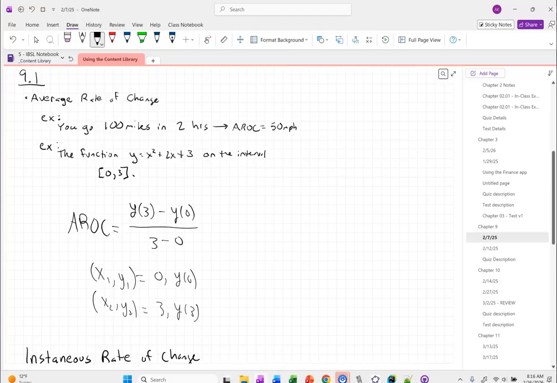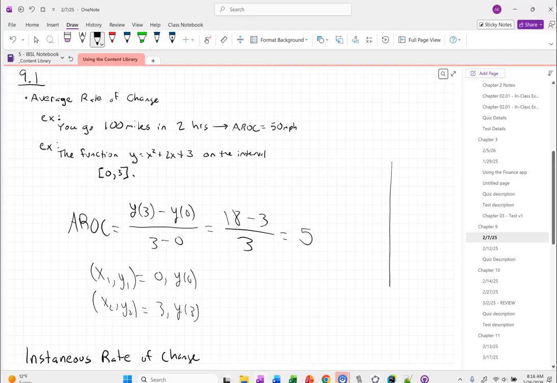Everybody okay with this idea? We're just talking about points, calculating a slope. The notation looks a little funny, but that's okay. We can deal with notation if I just hammer away at you that it's just doing slope. So y of 3: 9 plus 6, that's 15, plus 3 more, that's 18. Y of 0: 0 plus 0 plus 3. So that's 15 over 3, which is just 5. Everybody okay there?